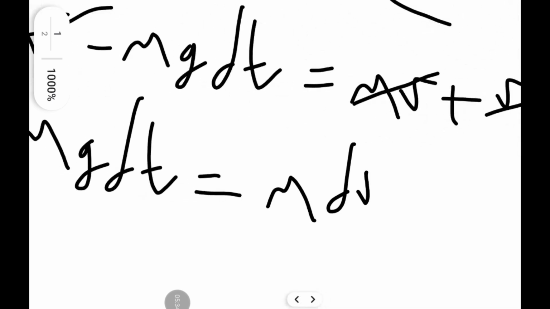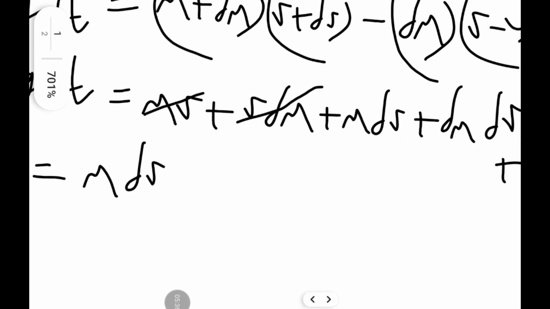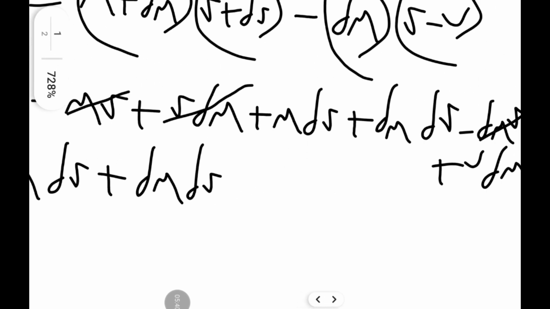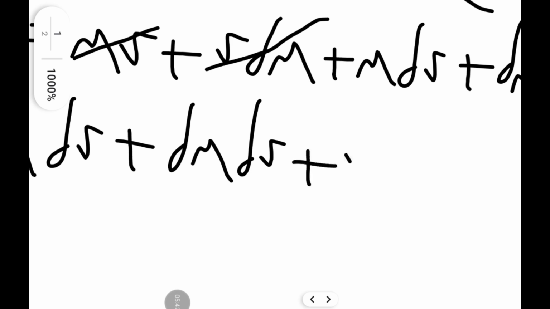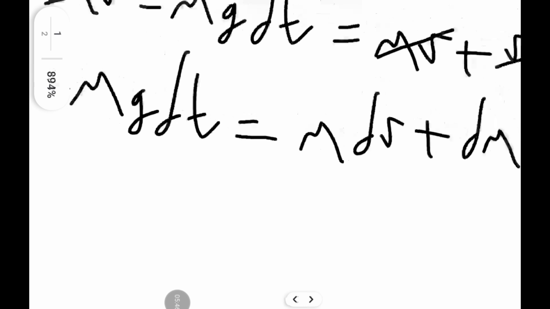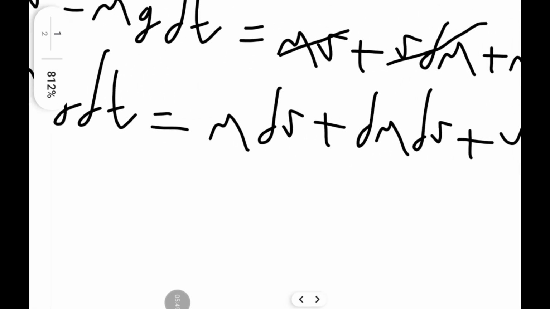mdv plus dm dv plus u dm. Now we can get into a better form. Now we know one thing, dm dv is going to cancel to 0 because it's two infinitely small points times together. So we're going to approximate that as 0. It's basically negligible. It's so tiny we don't need to consider it.